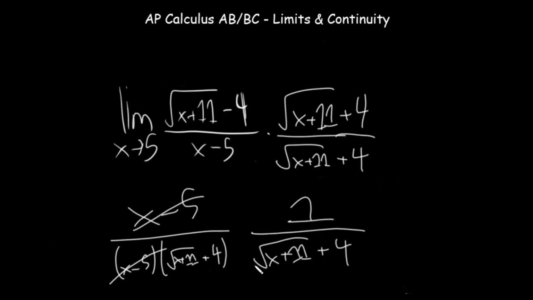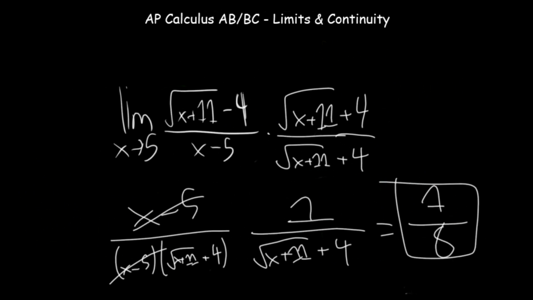If you plug in 5 now, 5 plus 11 is 16, square root of 16 is 4. You end up with 1/8, which is not 0 over 0. It's not a big number. It's not the most exciting number, but still better than 0 over 0.